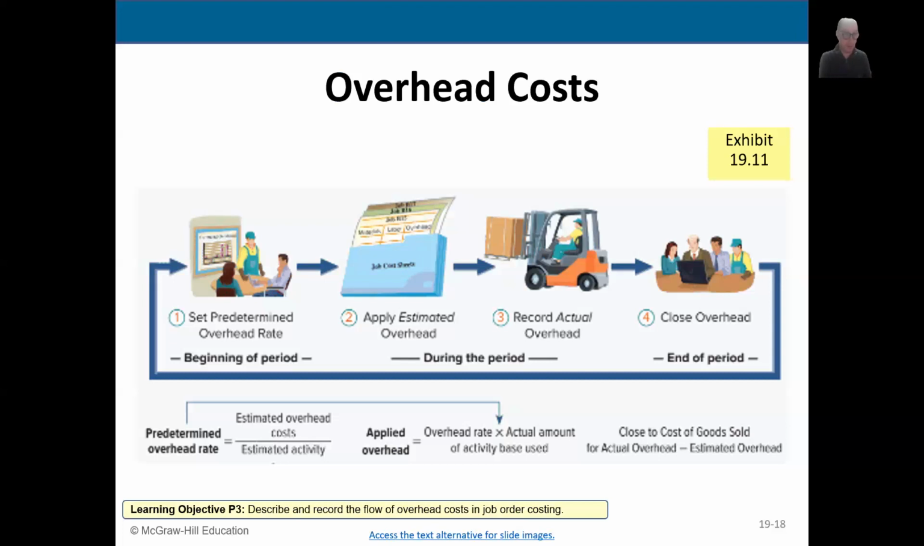To do that, we take the total estimated overhead costs divided by the estimated activity. Example. Total estimated overhead costs for the year is 1.2 million. Divide that by estimated activity, number of hours worked, or total number of labor hours, we'll say, is the estimated activity. That gives us the predetermined overhead rate.